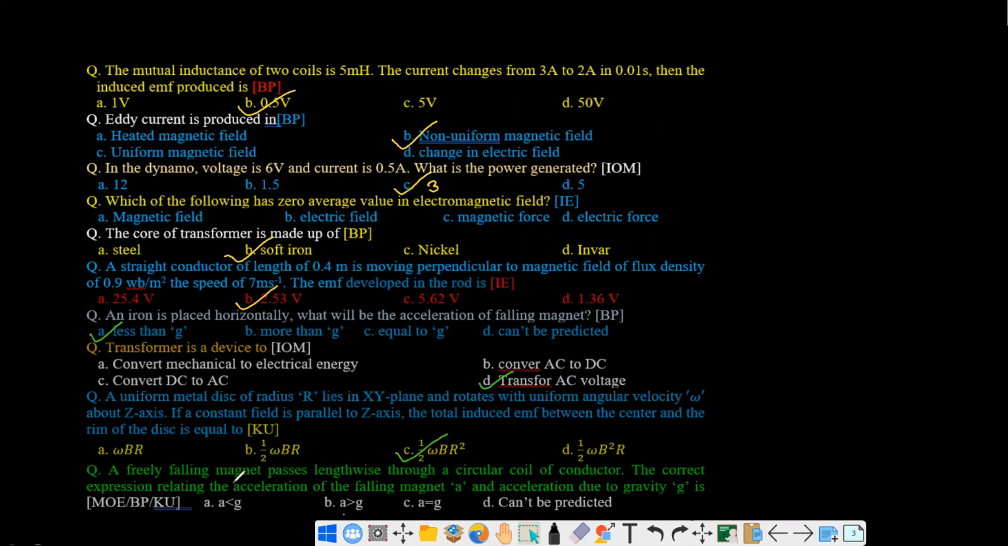And a freely falling magnet passes lengthwise the circular coil of the conductor. The correct expression for the acceleration due to gravity and acceleration of the falling magnet and the acceleration due to gravity is. This is a pretty similar question to that of the previous. So you solenoid, let's say, okay, let me just draw a bit better.